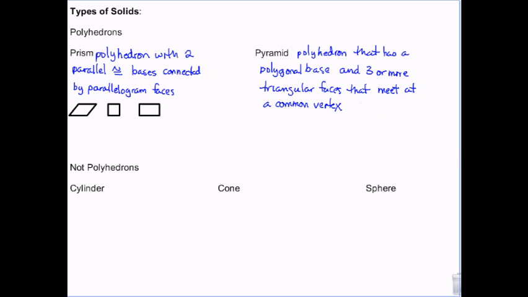Okay, and then a pyramid is a polyhedron that has a polygonal base, and this can be any polygon. So square, rectangle, hexagon, heptagon, pentagon, octagon, any polygon with faces that come up and meet at a common vertex. So like this one that I showed you, this is a square pyramid because it has a square on the bottom, and then you have the triangles coming up.